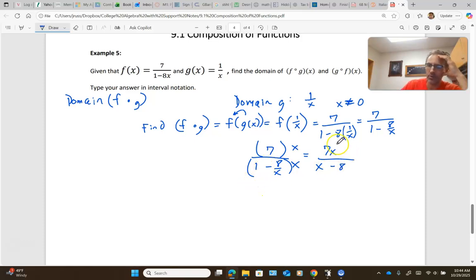And so what we're left with here is just one fraction, so we don't have a fraction within a fraction. So this is the actual composition. f composed of g of x is this rational function right here. Now we've got to see, are there going to be any more domain restrictions on this guy? Well, is there a value for x that'll make this denominator 0? Well, there is, and that value is 8. In other words, we don't want the denominator to equal 0.